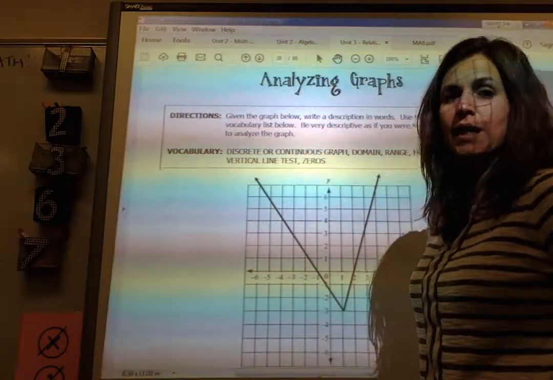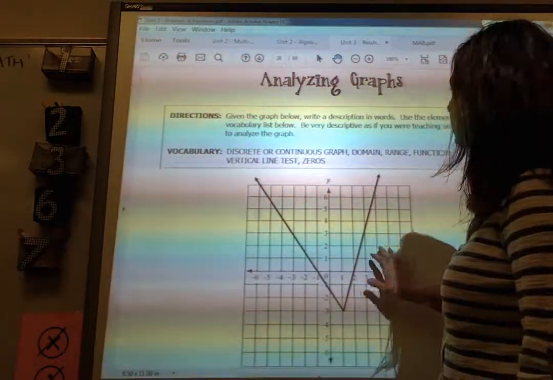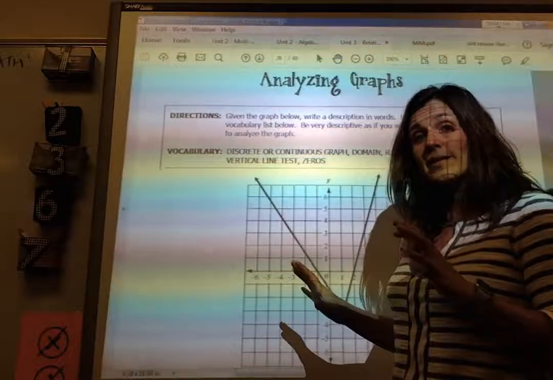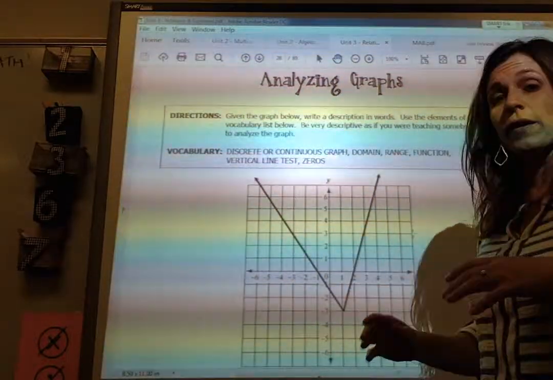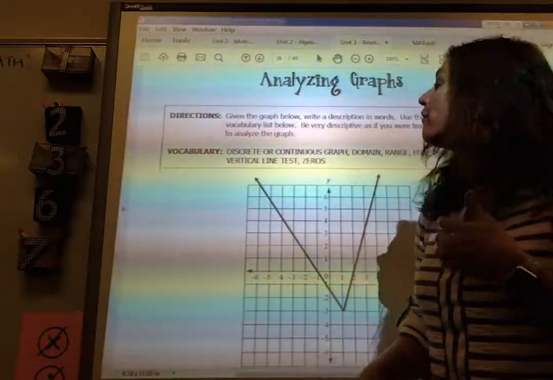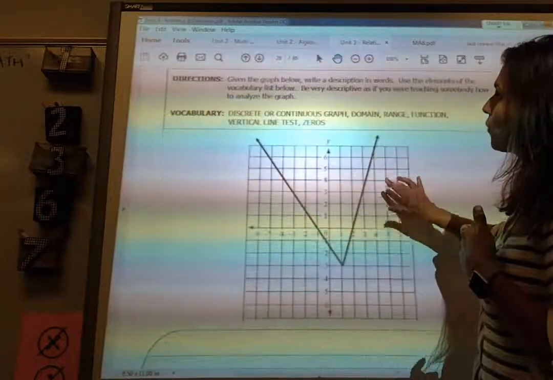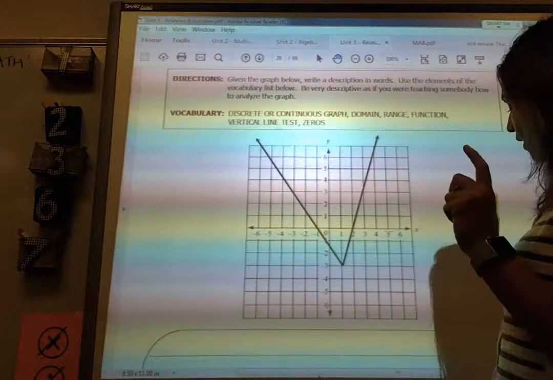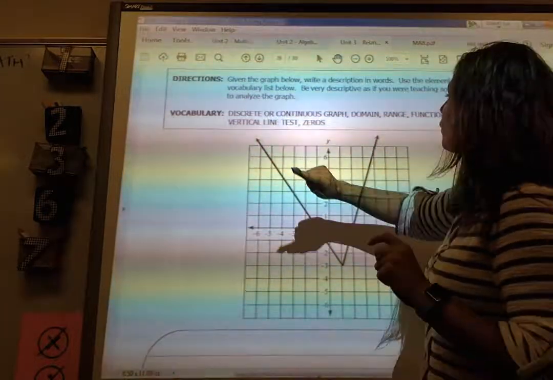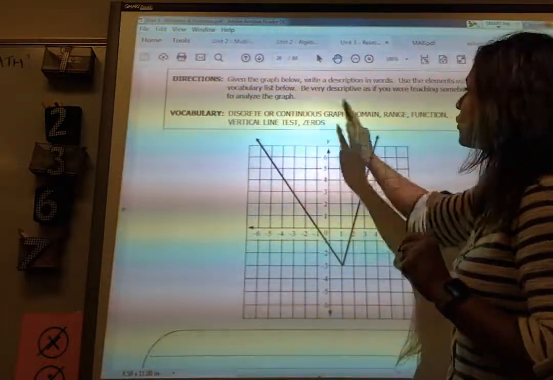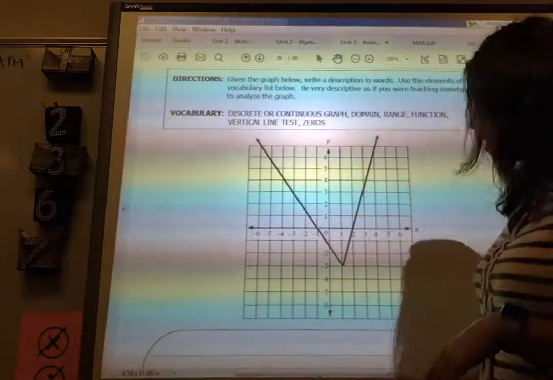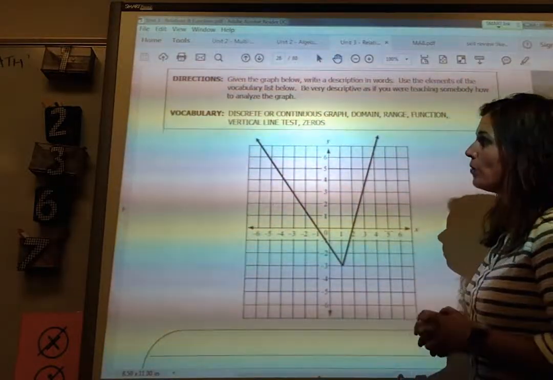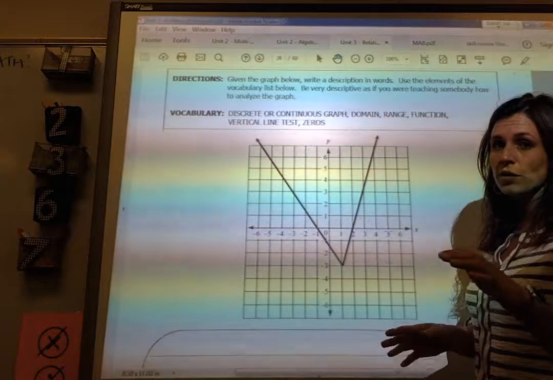Let's talk about analyzing graphs for a second. There's going to be a portion of your test where you have to analyze a graph, and you are writing a full paragraph on this particular graph, okay? The key words that you need to use are discrete or continuous, domain, range, function, vertical line test, and zeros.